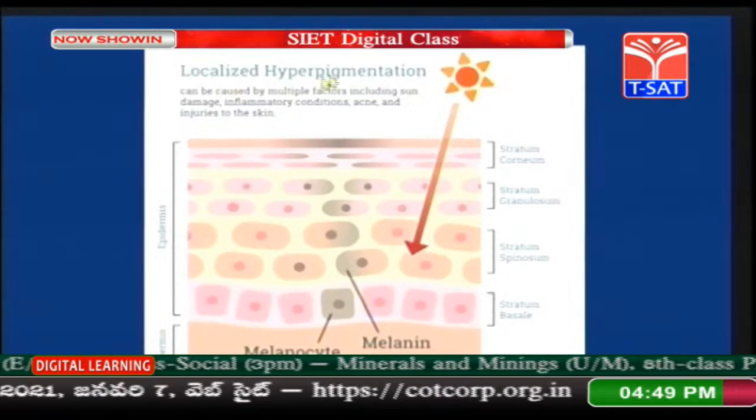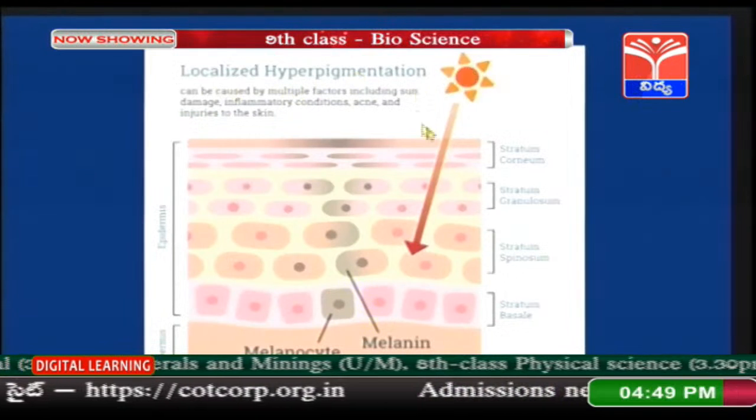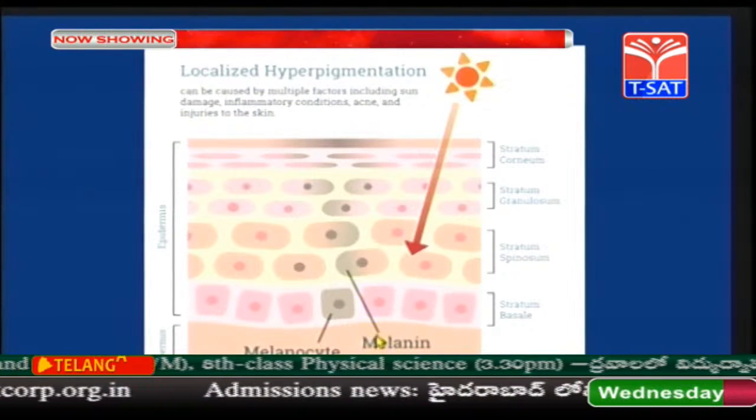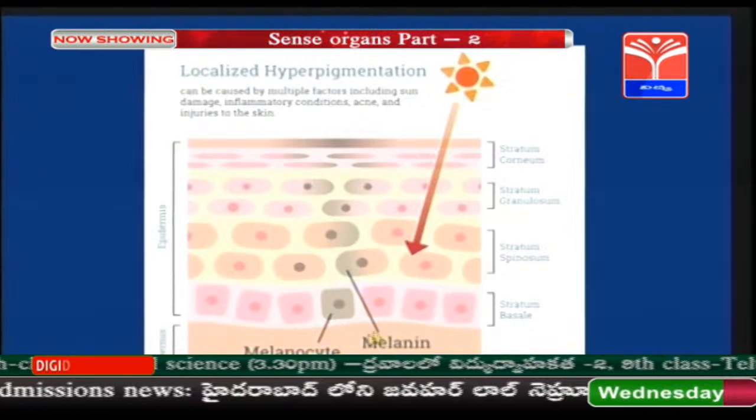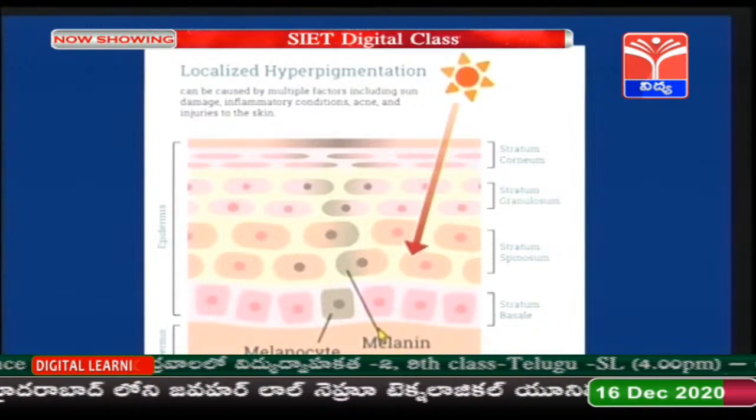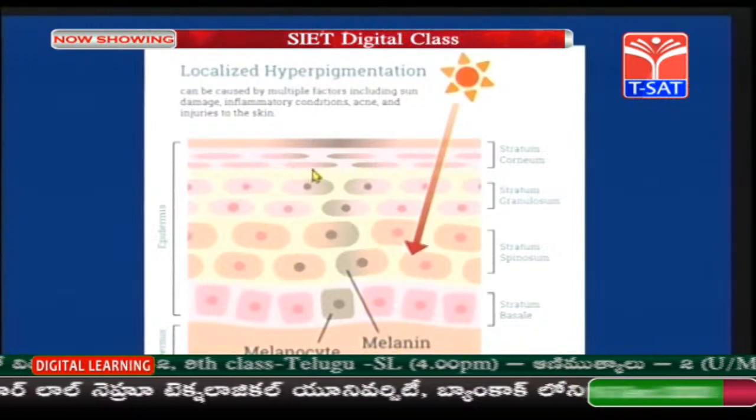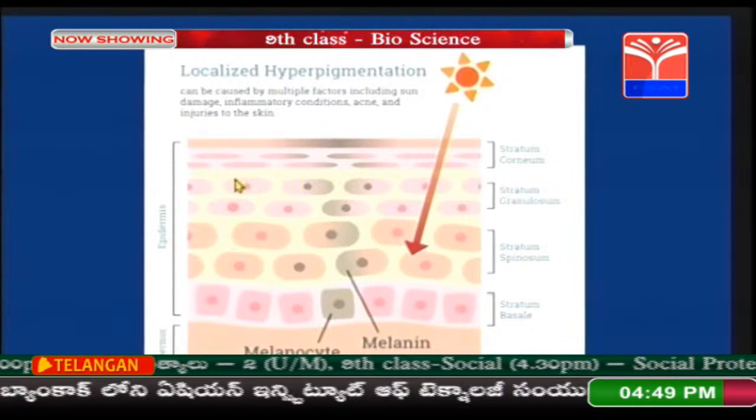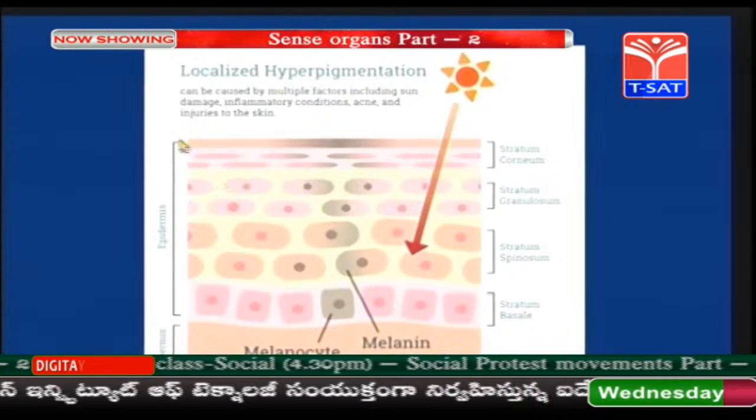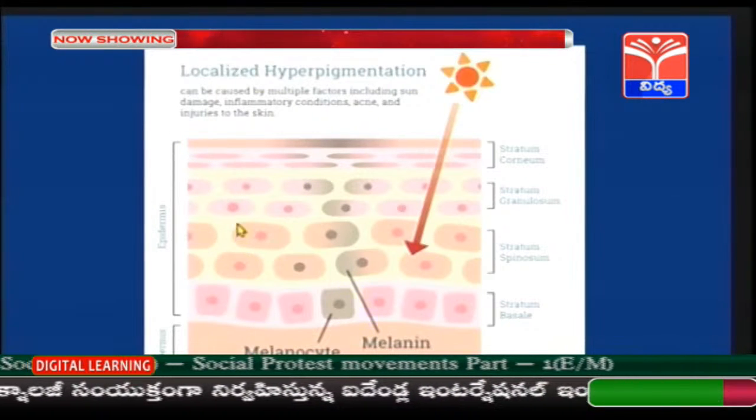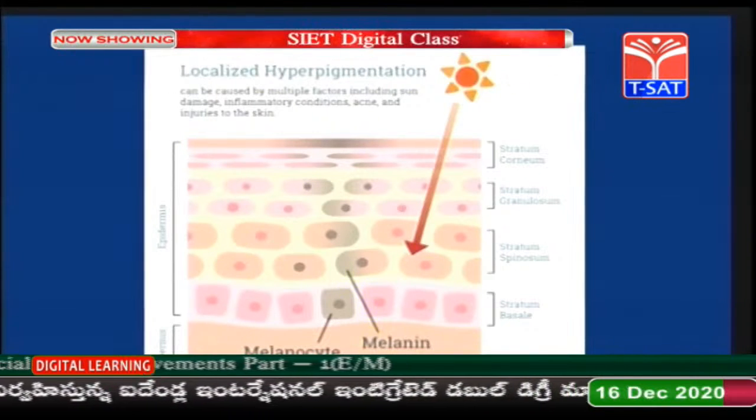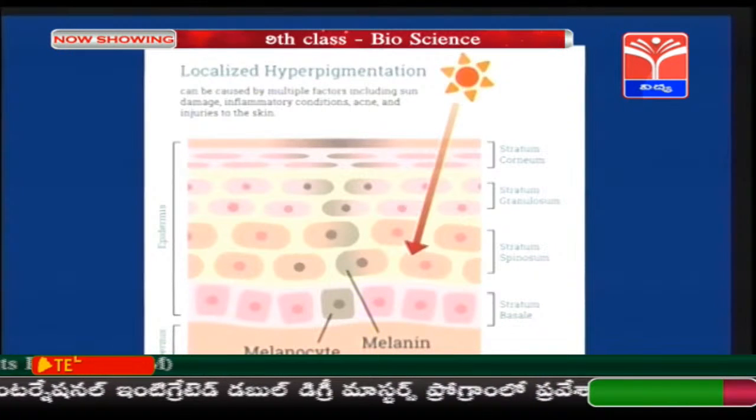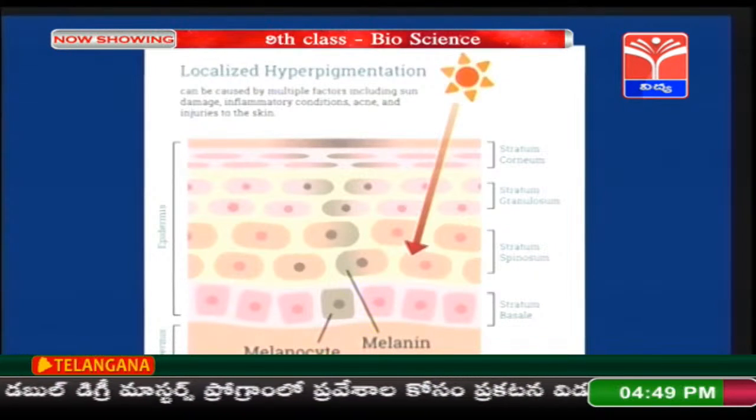So localized pigmentation, hyperpigmentation, when sunlight falls, the melanocytes activate and produce the pigment called melanin, so that the skin will tan. Especially in the summers, right? When we go out to play, we play in the sun, right, children? So we will tan. Why? Because when exposed to sunlight, the melanocytes will secrete the pigment called melanin.